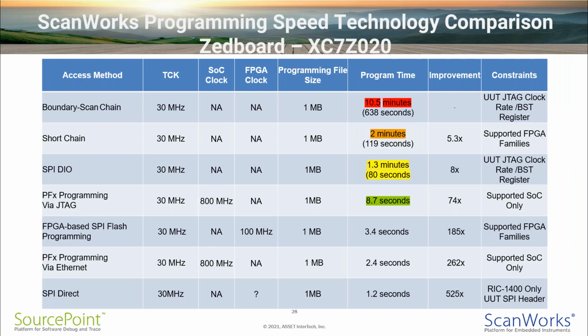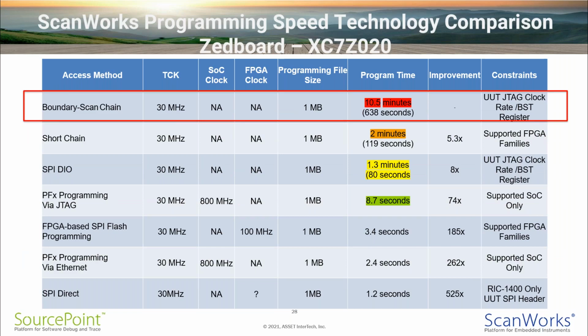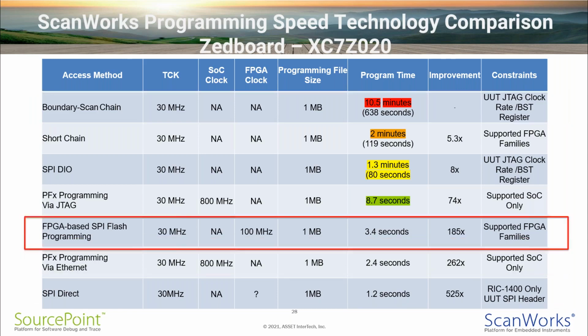The binary image that we used in this test was 1 megabyte with randomized content. We kept the TCK constant throughout the demo. The first entry in the chart is the standard JTAG programming model. The TCK rate is determined by the slowest device in the chain. And 30 megahertz is an exceptionally high TCK rate, but the scan chain in the demo had only one device, and it supported the 30 megahertz clock rate.